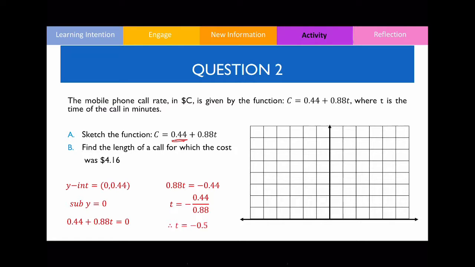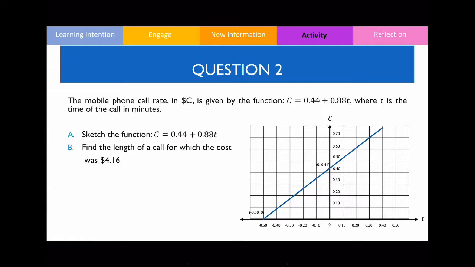When you're drawing this, you need to choose the appropriate scale. So in this case, this is what I've actually done instead, and then just plot the points along. So this is what my graph looks like. And notice how I've labeled both my x-intercept and y-intercept values.